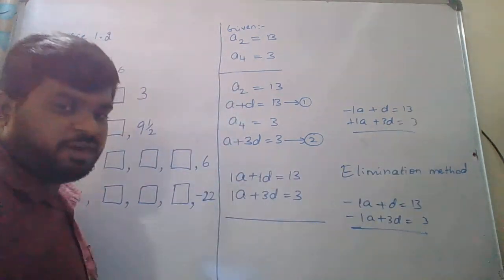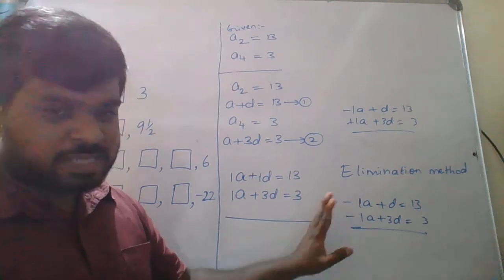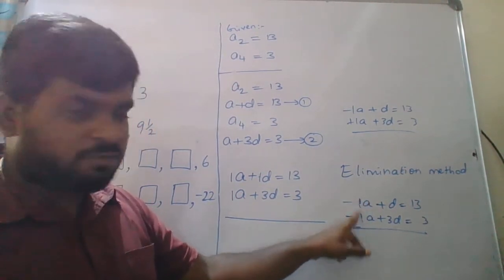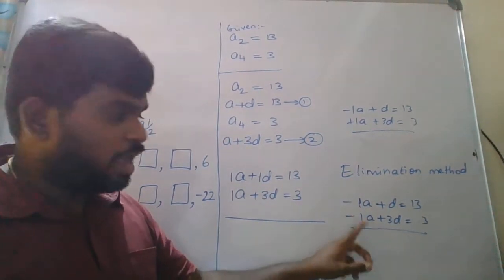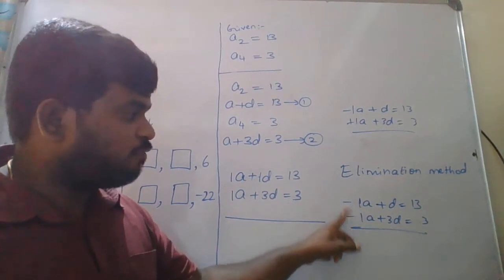I have taken three different examples. If you observe here, don't worry about the signs now. Just focus on the numbers, the coefficients. Both the coefficients are 1 and 1. No problem. They are same. If they are same, I have to check their signs now. What is the sign here? Minus. Minus. Both have got same sign.